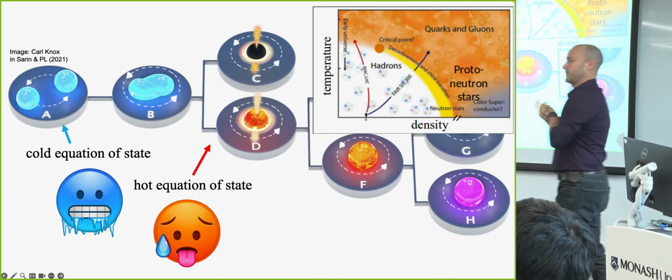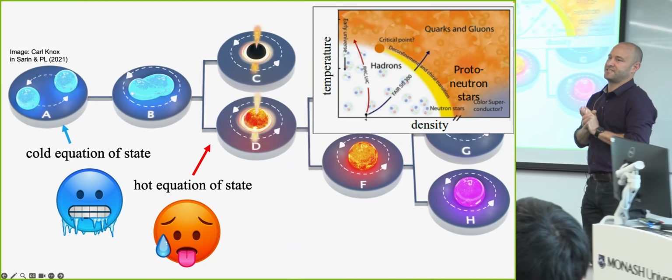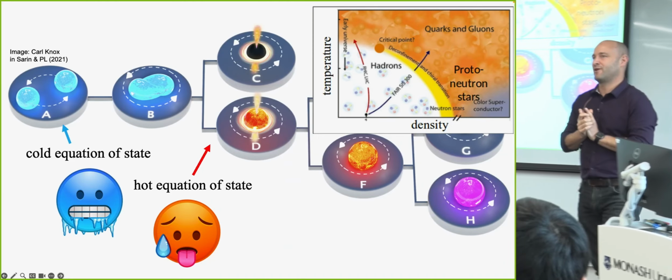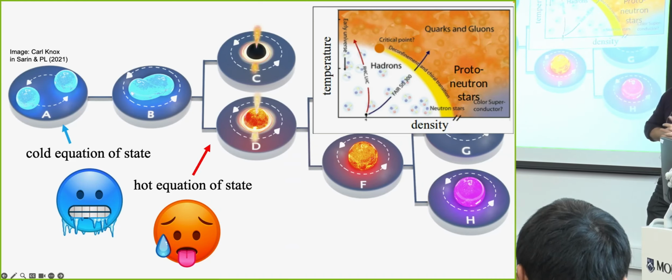Yeah, Elliot. What's the uncertainty like on the temperature? The uncertainty on the temperature. If you ask a numerical relativist, they'll say they know it really well. I'm skeptical of that.